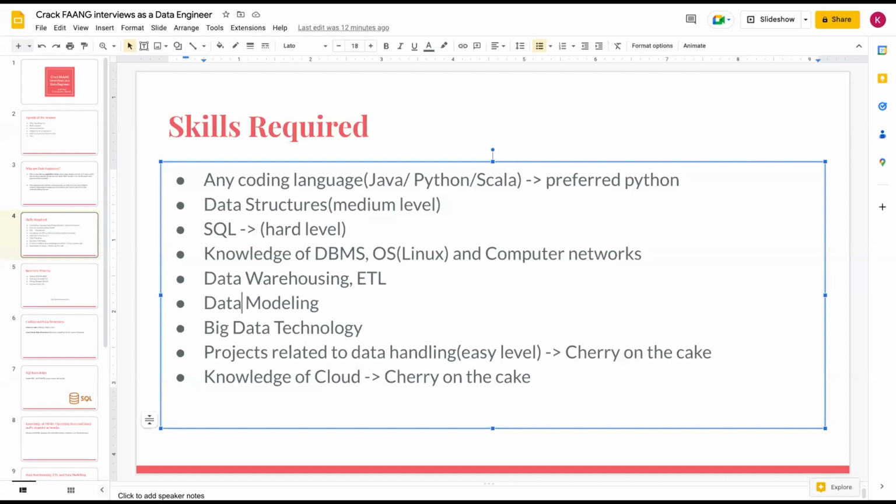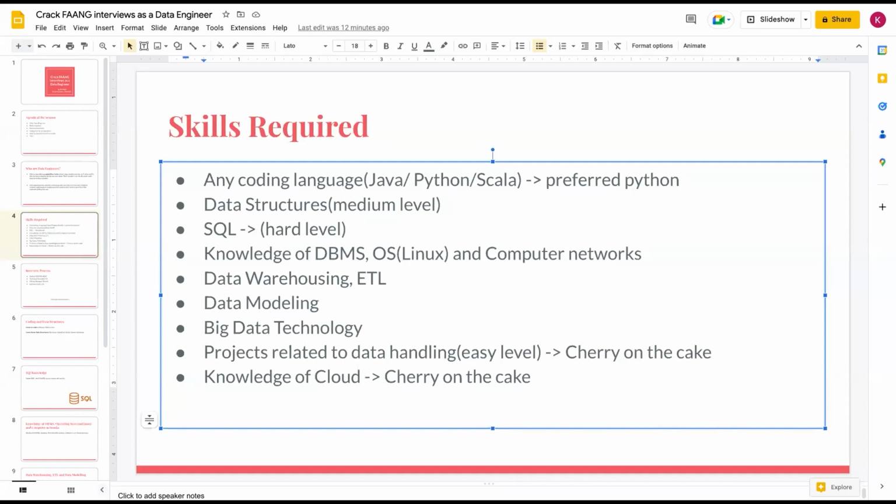And under this, it is expected that you should have a basic knowledge about what a data warehouse is, what the components of a data warehouse are, what the different kinds of schemas in a data warehouse are, and what the difference between them is.